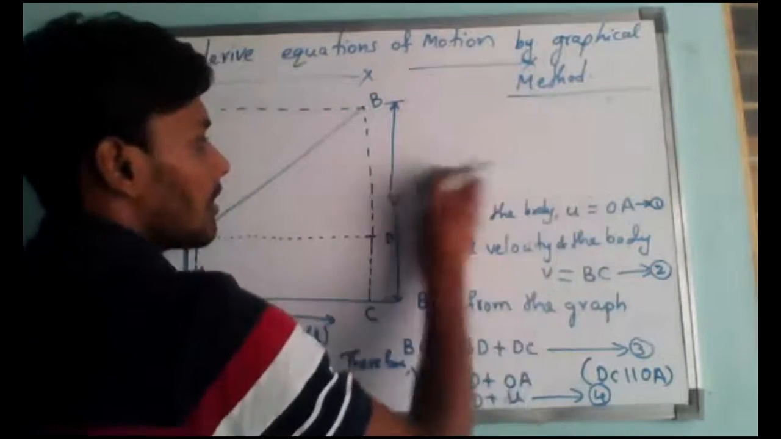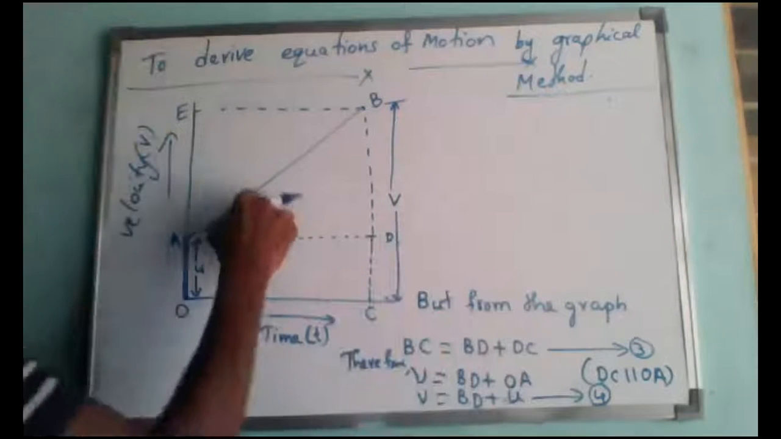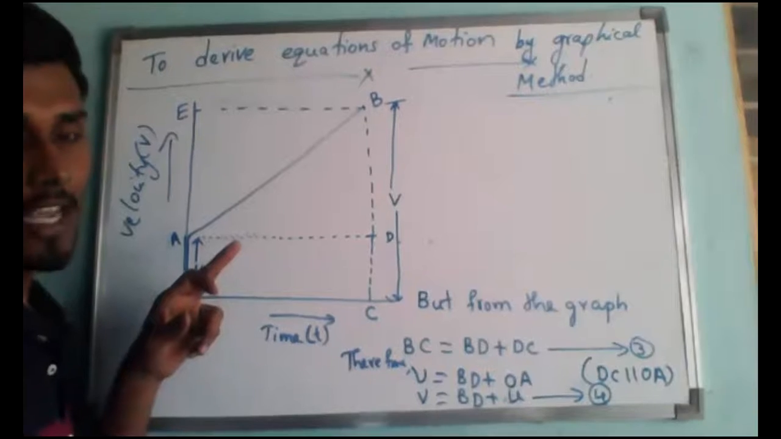Sir, BD is the acceleration. No, BD is not the acceleration. What is the acceleration of this graph? You tell me. I have taught you already. What is the acceleration of this graph?